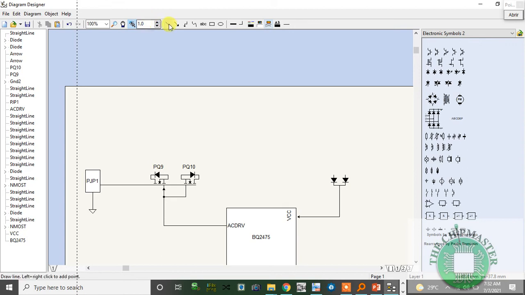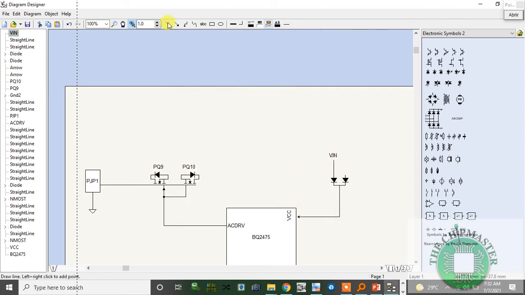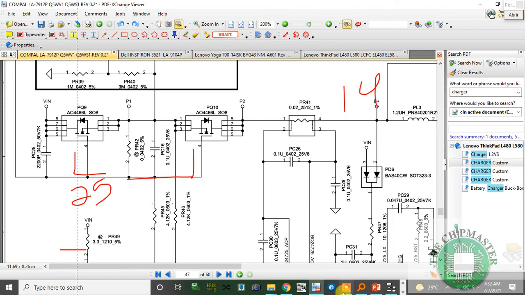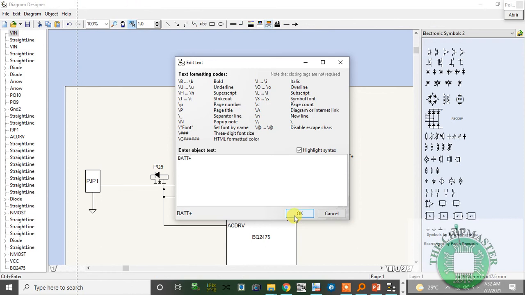So this is VIN. One point is from VIN. This is VIN. And this one is from battery. So I'm just gonna put BAT plus. I think it's BAT plus. Yeah, let's confirm. Alright, good. I'm recording. Yeah, BAT plus. Good.